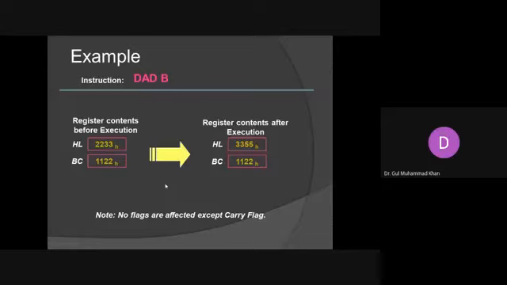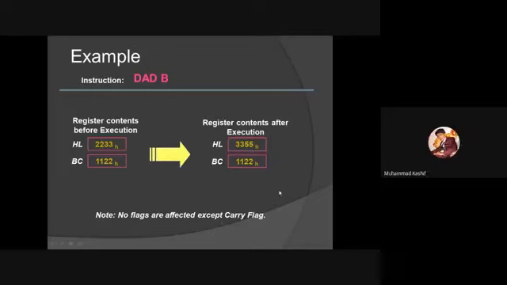Let me repeat again. There is no 16-bit subtraction. Remember that. There is only one 16-bit addition, and that is represented by DAD. It can be DAD B or DAD D. So the register contents of HL are added with either register BC or DE, and the result is stored in register HL. In case there is a carry, the carry flag is affected.